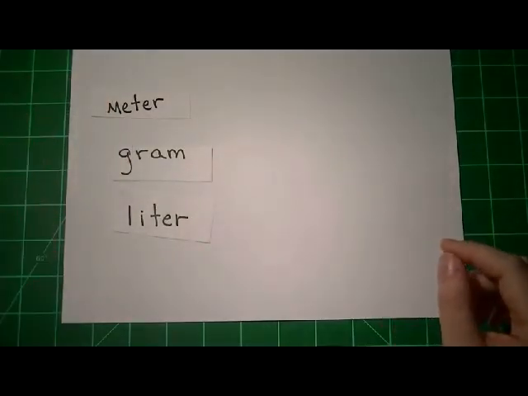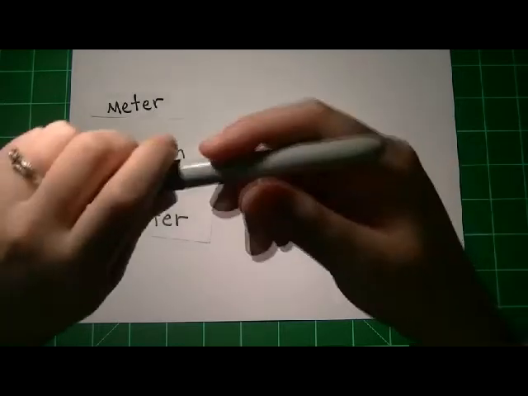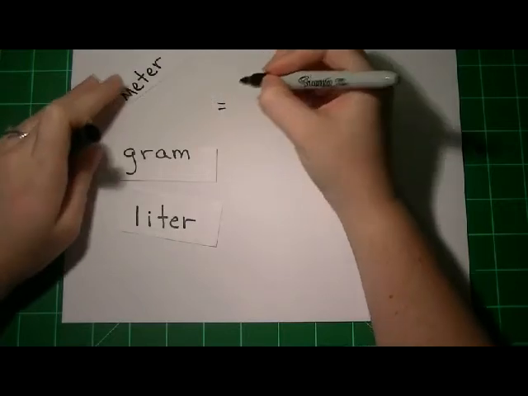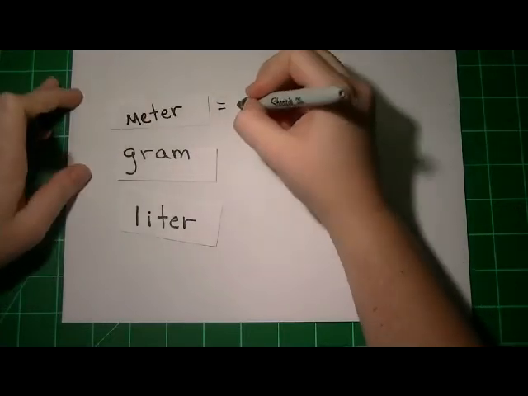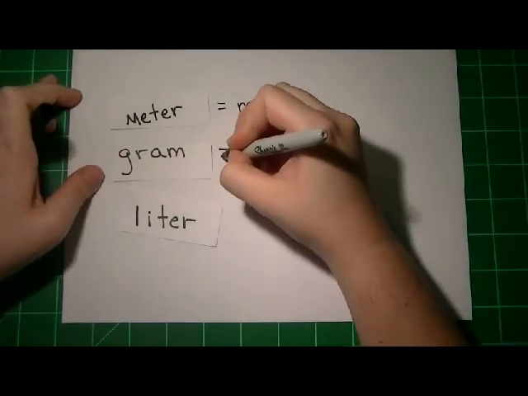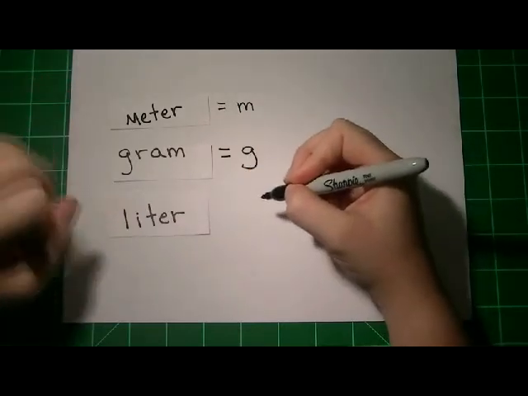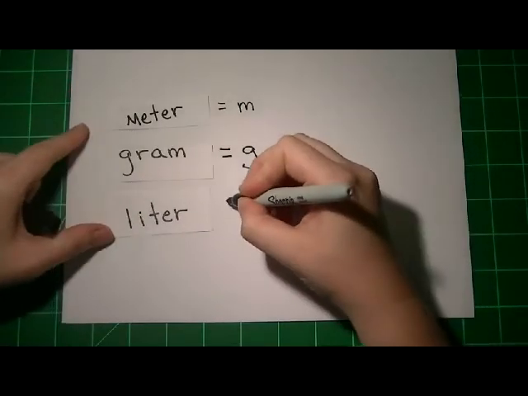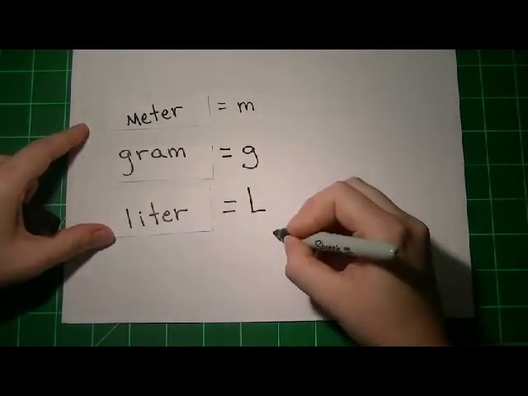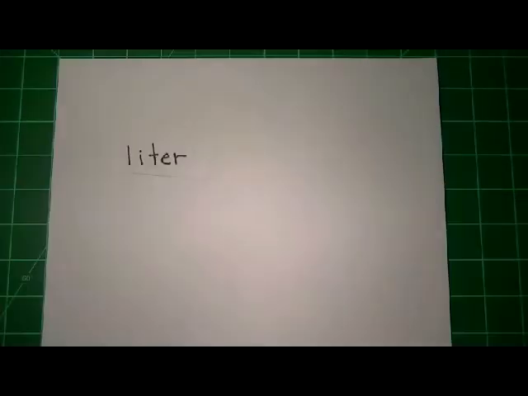But make sure you remember, because when we look at meter, it is represented by a lowercase m. The gram by a lowercase g. But the liter is represented by the capital L. The reason being is that a lowercase l looks too much like a 1.